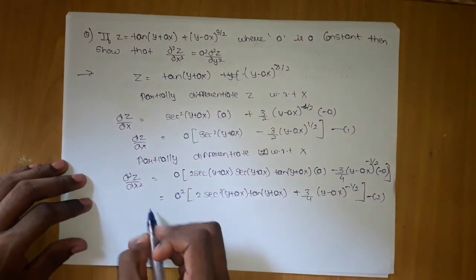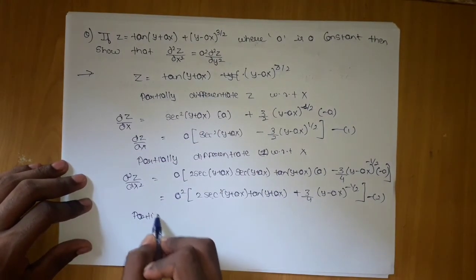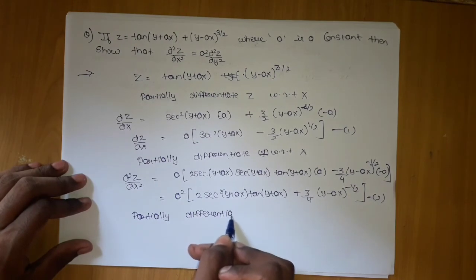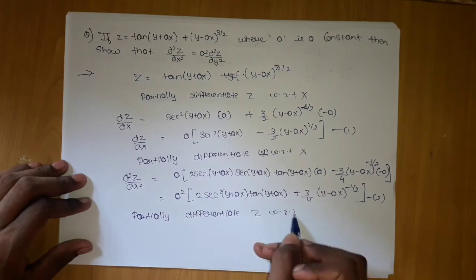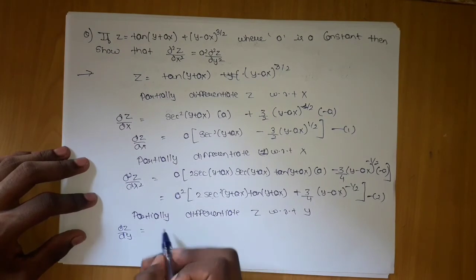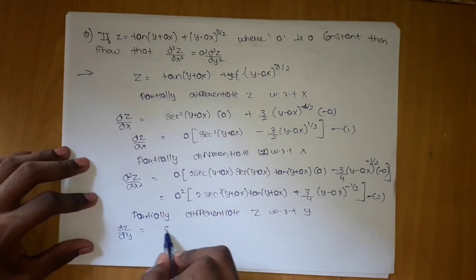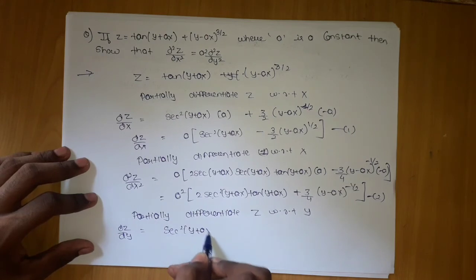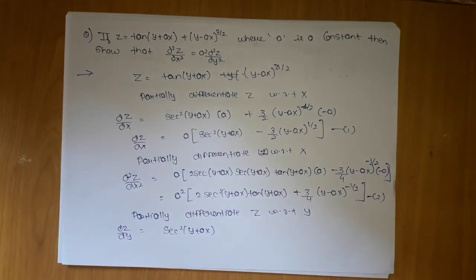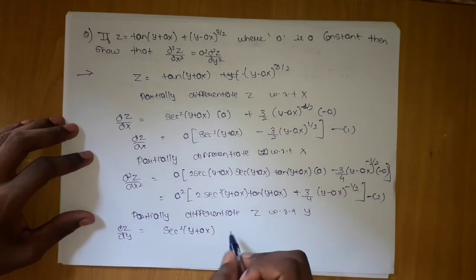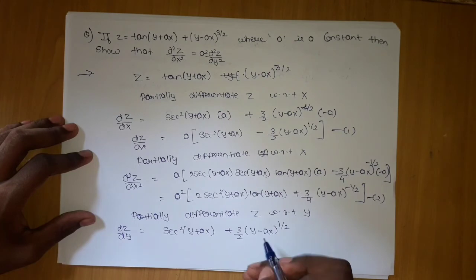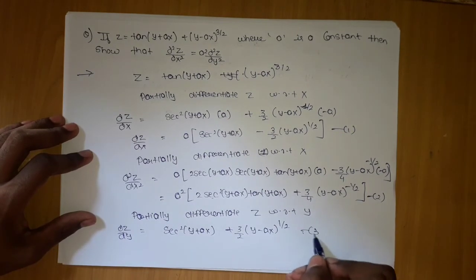Now what we have to find is this, to partially differentiate z with respect to y. So ∂z/∂y will be nothing but directly sec²(y + ax). There will be no a since we are partially differentiating with respect to y, not x. So it will be 3/2 (y - ax)^(1/2). There will be no a again. Let's call it 3.